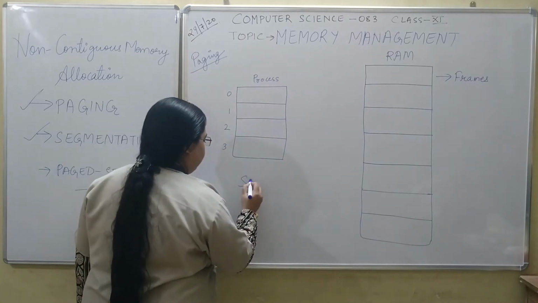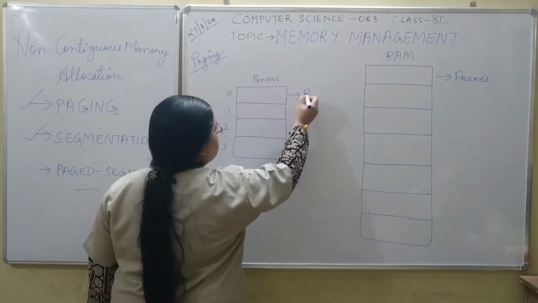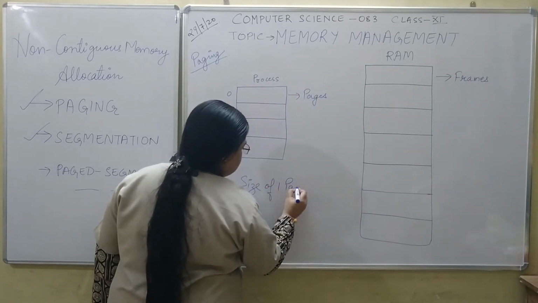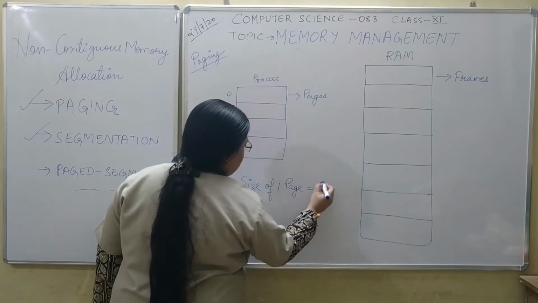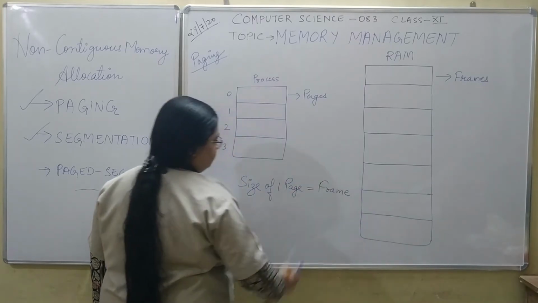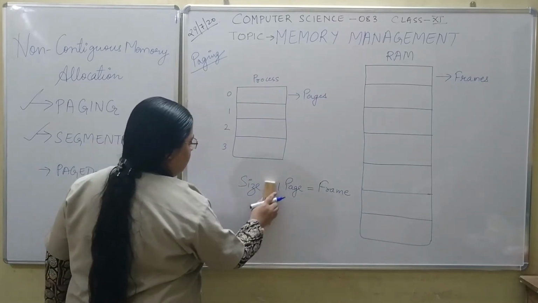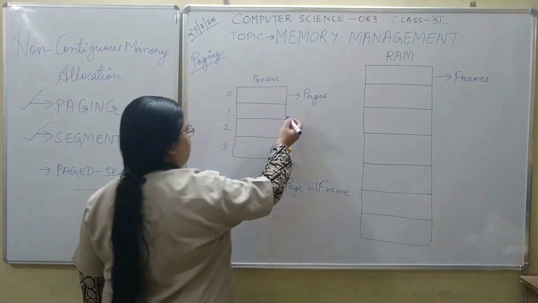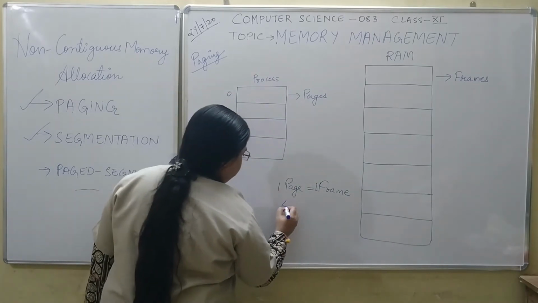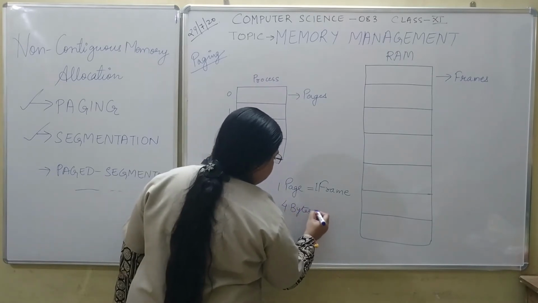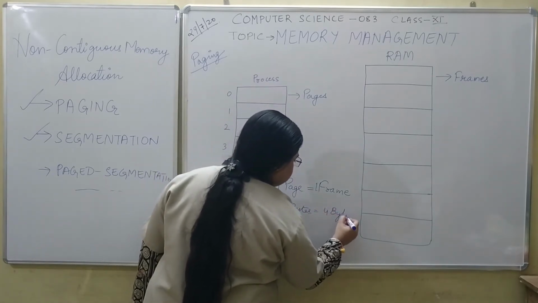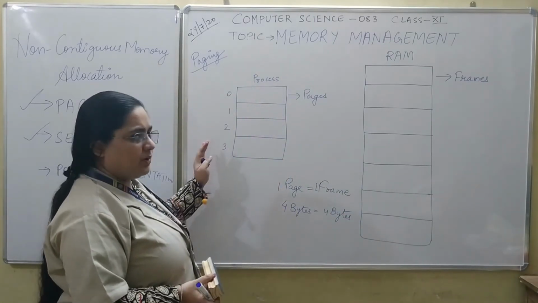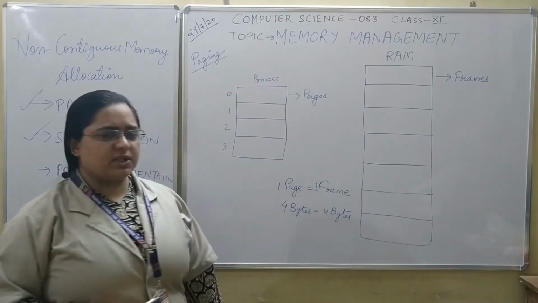Now the size of these pages and those frames is the same. Size of one page is equal to size of one frame. That is, if your page size is 4 bytes, your frame size will also be 4 bytes. Understood? So first your process is divided, and not only your process but every process which comes into your ready queue will be divided into pages.